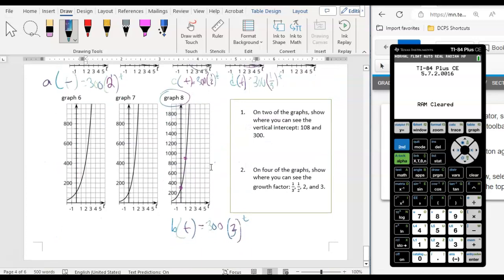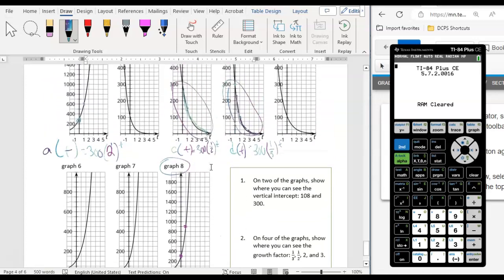All right, it says on 2 of the graphs show where you can see the vertical intercepts 108 and 300. So pick any 2 graphs and you're going to go ahead and show where those vertical intercepts are. So I might show here. It's a vertical intercept, and I'm going to go ahead, let me change the color to make that more visible. Label it 0, 300. And I'm going to do that on 2 of the graphs. Let me find another one where that's the case.